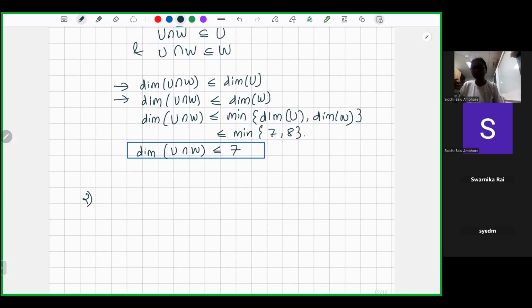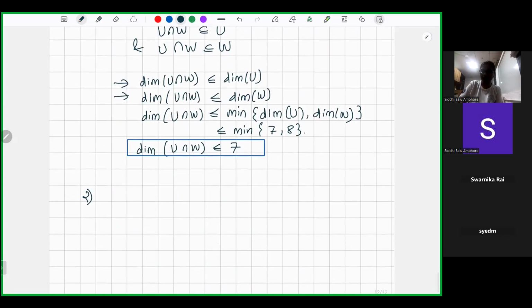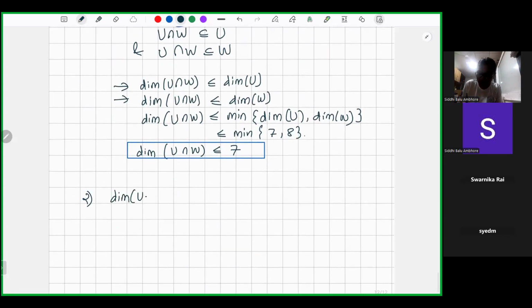Note that the smallest possible value for any dimension is always 0. But is that the case? In general anything is greater than or equal to 0, but is that really possible? We know that dimension of U plus W is dimension of U plus dimension of W minus dimension of U intersection W.